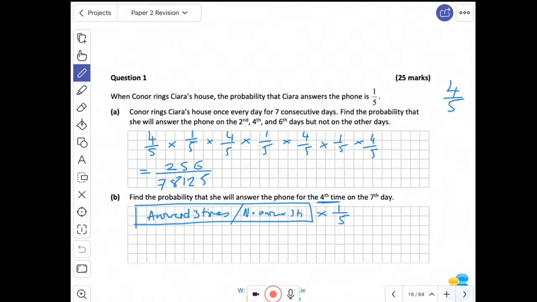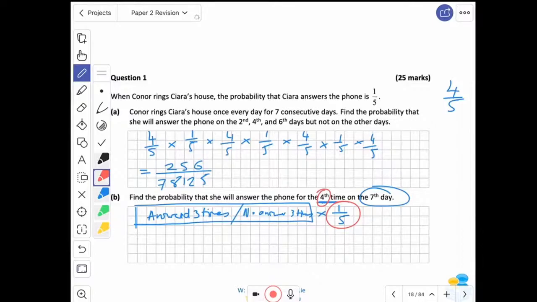But the problem we have compared to part A is we don't know, was it the first 3 days she answered? Did she answer every 2nd day? We don't have any idea. So this is where Bernoulli trials is going to come in and help us. Even though we're talking about 7 days, because we're being given what she did on the 7th day, we're actually going to do this Bernoulli trial for 6 days. We're not going to count the 4th time because we've counted that there. So we're counting 3 times. We're going to use Bernoulli trials to work out the probability that she answered the phone 3 times in the 6 days.